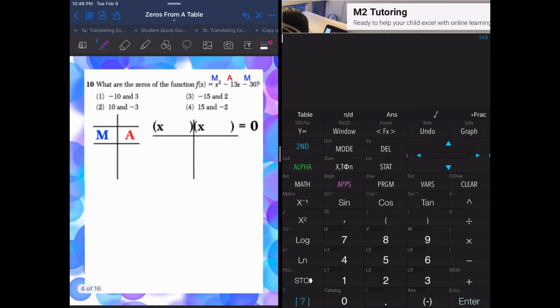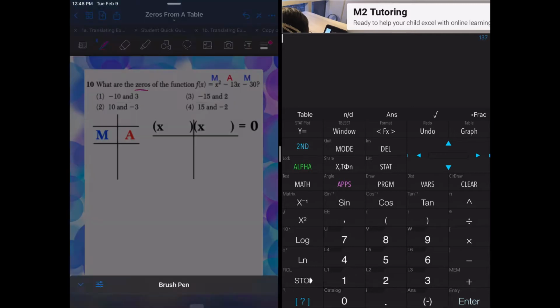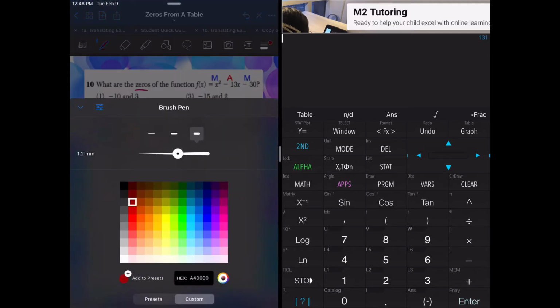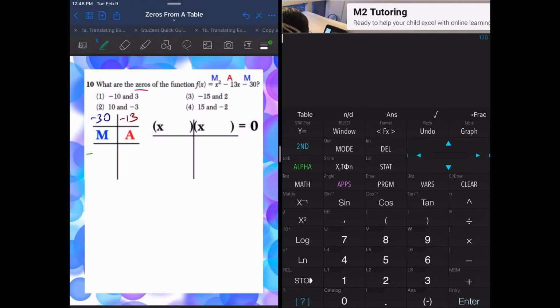Let's get started. So we're going to do a little bit of review here. You're probably sick of being asked to find the zeros and the MAM strategy, but just to remind you how to do this, we are trying to multiply to negative 30, and we are trying to add to negative 13. Now the two numbers that worked were negative 15 and 2, because negative 15 times 2 is negative 30, and negative 15 plus 2 is negative 13.